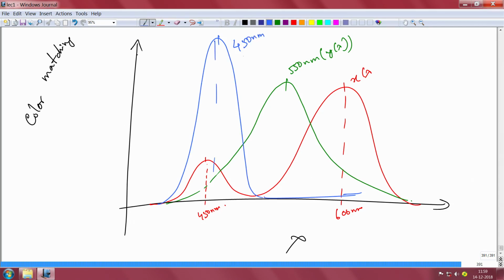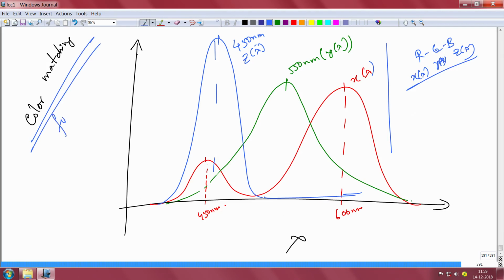So these are three functions, and the summation of all three has to be 1 in terms of the normalized value. These three functions, RGB in a way, you can call x lambda, y lambda and z lambda. These three functions are called color matching functions. By doing a mix and match of these three functions, you should be able to replicate the human eye sensitivity diagram, which is V of lambda.